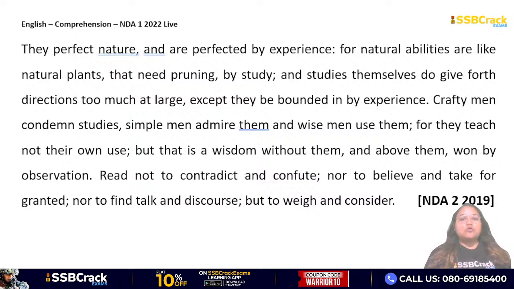Read not to contradict and confute, nor to believe and take for granted, nor to find talk and discourse, but to weigh and consider. Now this passage came in on NDA 2 2019. Let me also make this clear, guys. Comprehension recent years में नहीं आया है. That is, it neither came in 2020 or in 2021. But that does not mean that it will not come in your NDA 1 2022 exam. It may or may not come.